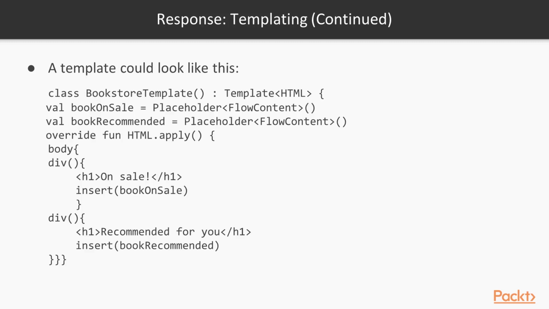These are used and inserted into the template, as we will see on this slide here. The template itself could look something like this. It's a class named bookstore template, and then it extends the template class. I have added two placeholders, the book on sale and the book recommended, in the top. We are setting them immutable by using val. Then we need to override the html.apply, and inside here we are setting the body of the HTML document. And again in here we use the insert function to insert the placeholders somewhere in the HTML where we see it to fit.